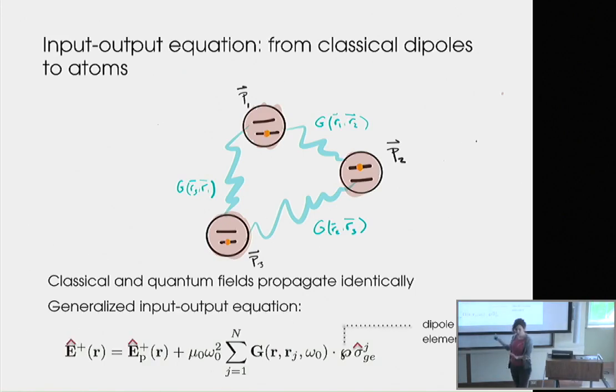So what we do is we just put hats on stuff. So previously complex numbers now are promoted to operators, and we have a generalized input-output equation, where the field operator depends on what previously was the dipole moment. Now it is substituted by the dipole matrix element of the atom, and this is an atomic coherence operator that just describes a given atom going from the excited to the ground state and therefore emitting a photon. And again, the propagation is given by the Green's function. Okay, so now what remains is to solve for the dynamics, because we already know how to write the field.